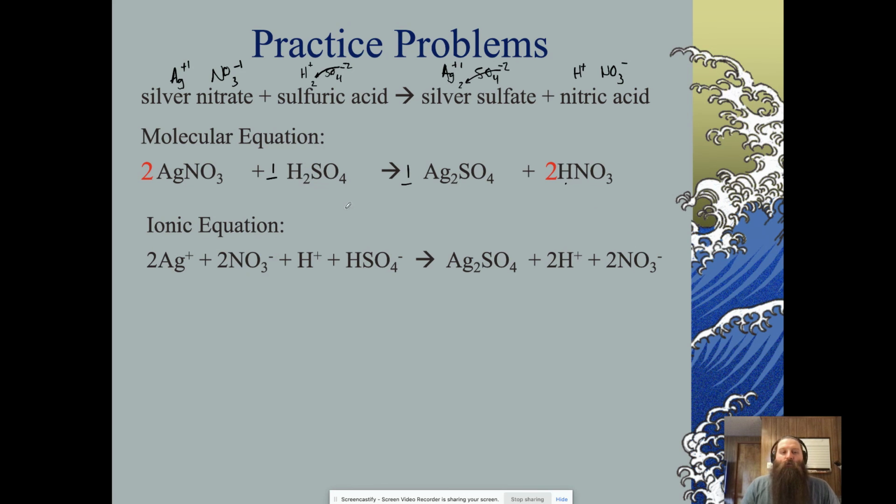I know that H2SO4 is a strong acid. How do I know that? Well, 4 minus 2 is 2. And for oxyacids, if it's greater than or equal to 2, it's a strong acid. And the definition of a strong acid is it will dissociate completely.